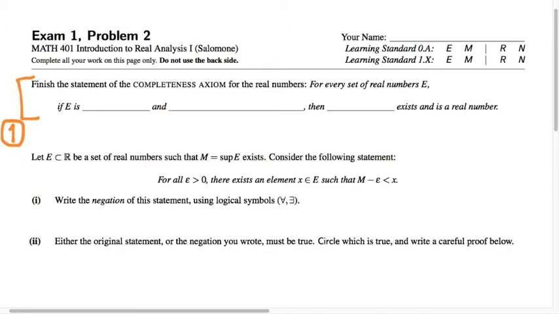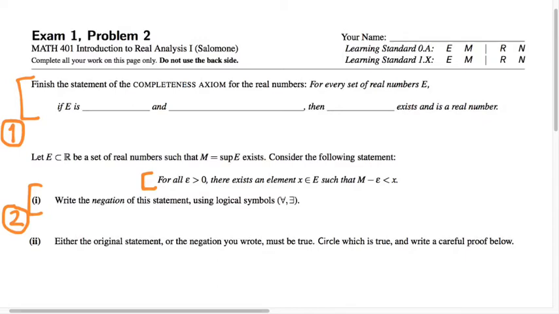And then in task number 2, I'm asking you to take this statement right here: for all epsilon greater than 0, there exists an element x in E, such that M minus epsilon is less than x, and that's all predicated on E being a set of real numbers which has a supremum, and we're calling that supremum M. So I'm giving you a statement, and then the next thing I'm doing is asking you to write the negation of this statement. So let's call that task number 2.